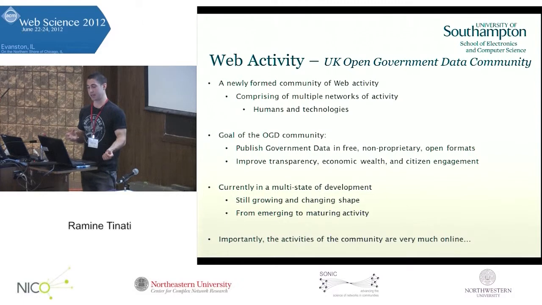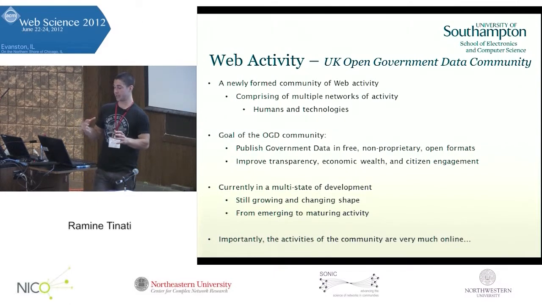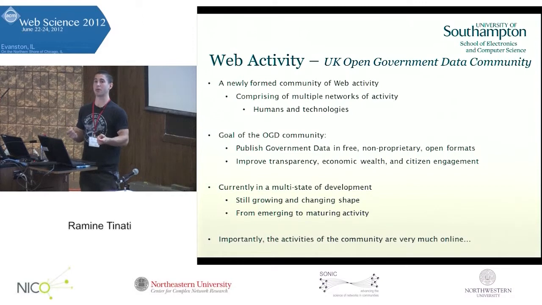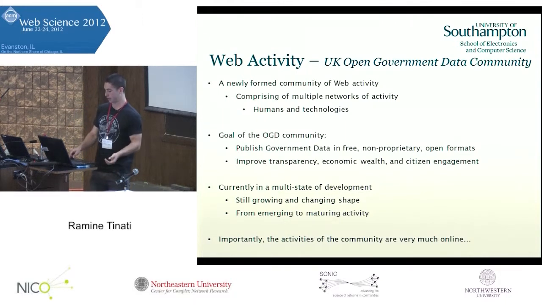And the overall goals of this community are to improve the transparency between the government's spending and the government's finances, increase economic wealth, and also citizens' engagement. So we're trying to narrow the gap between the citizen and the government. And this community is very diverse, and as I said, it consists of many different actors within it. And it's still growing and it's still emerging. And this is a really good example of why and how we can look at web activity, at the web as being different constructs of web activity. And importantly, one of the characteristics that I found through doing some of the research on this is that the community is very much online, so we can get a good feel of how the online and offline help feed each other.